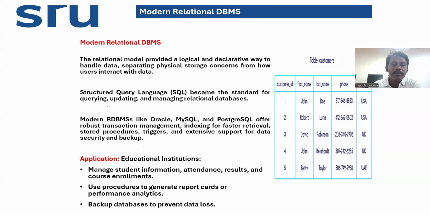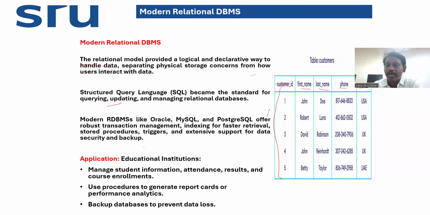So the modern databases, observe here, the relational model provides a logical and declarative way to handle data, separating physical storage concerns from how users interact with the data. Here the customer table is there. The customer table schema is customer ID, first name, last name, phone, and country. Now we have to store five records. You observe here five records.